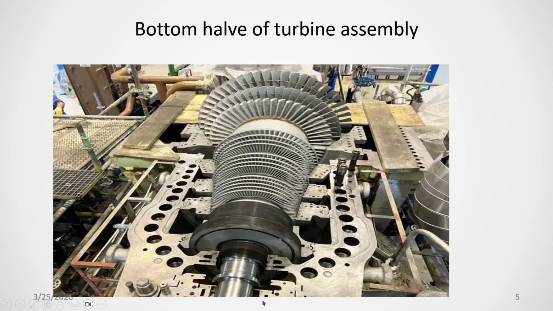These are the journal bearings. Similarly, this is the front journal bearing, and this side is the rear journal bearing. This is the balancing drum. You see, this is the balancing drum.